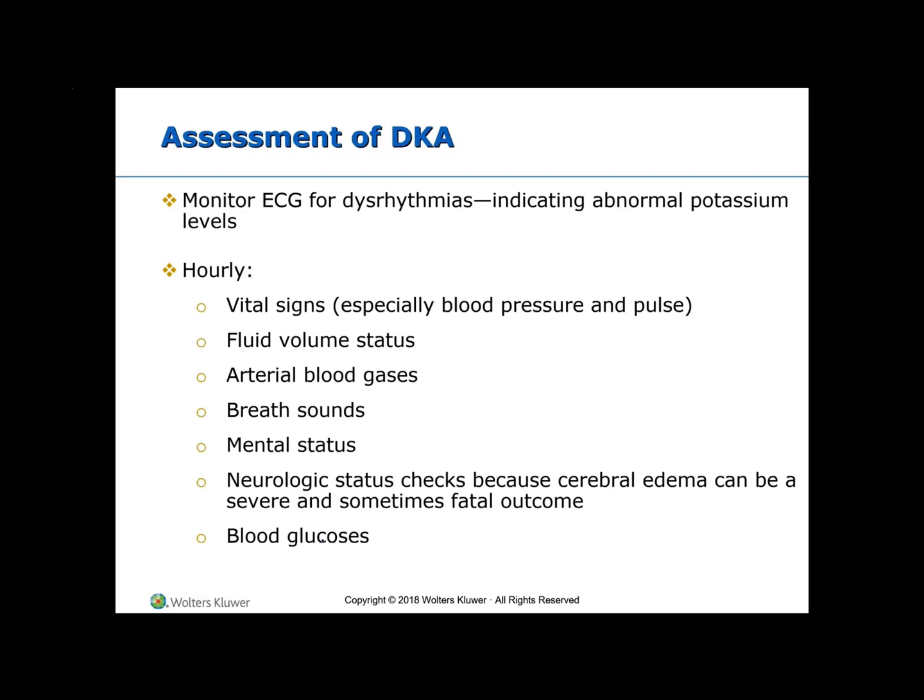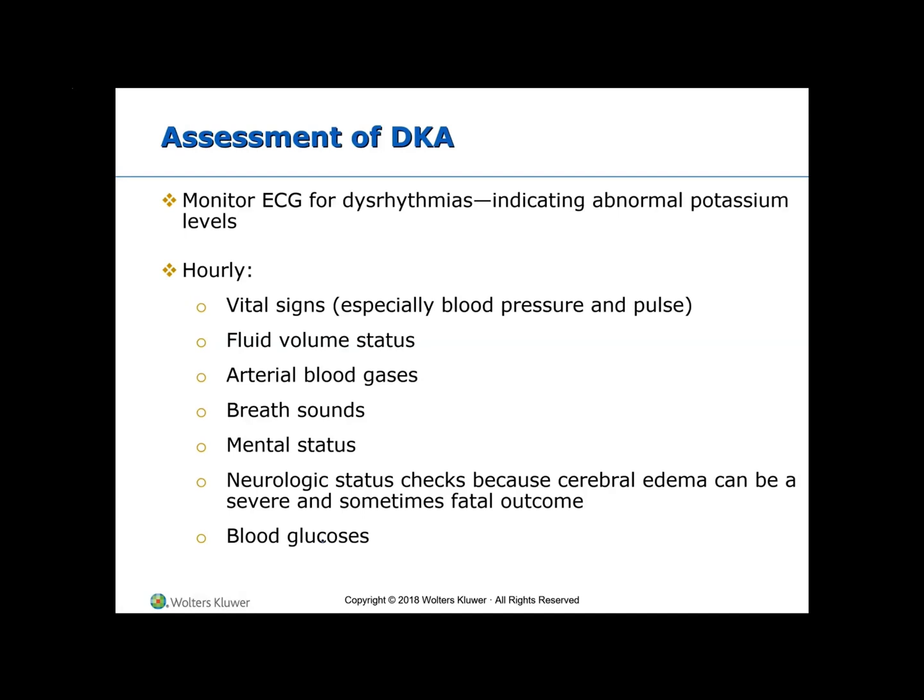While in the hospital, you're going to monitor ECG for dysrhythmias, including abnormal potassium levels. We talked about that, right? If you're going into acidosis, what's your body doing? It's going to be absorbing the hydrogen ions and releasing potassium in exchange, so that can change your potassium levels. You're also going to be having polyuria, so you're voiding out a lot of your potassium as well. You're going to follow that frequently because your heart rhythms could change drastically.